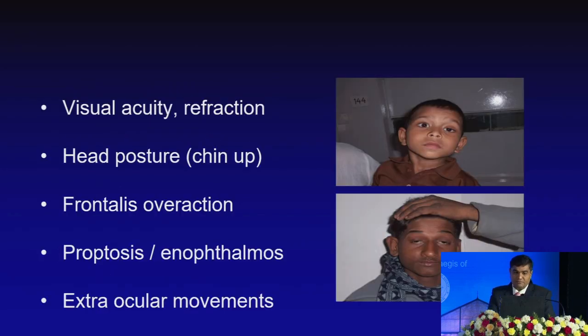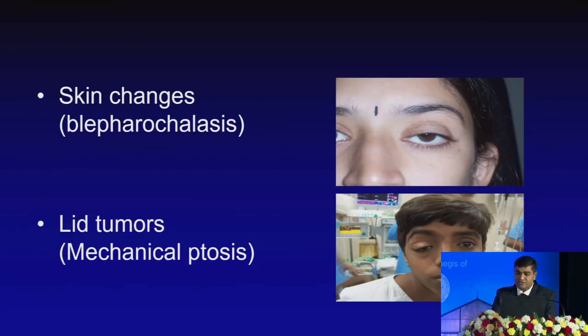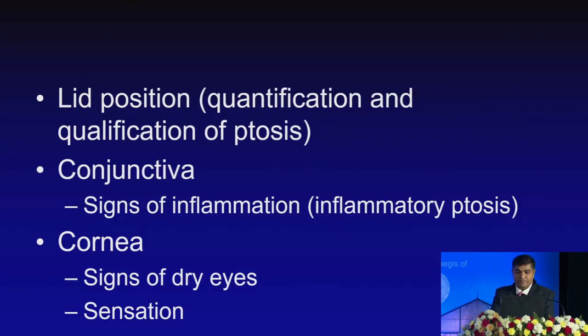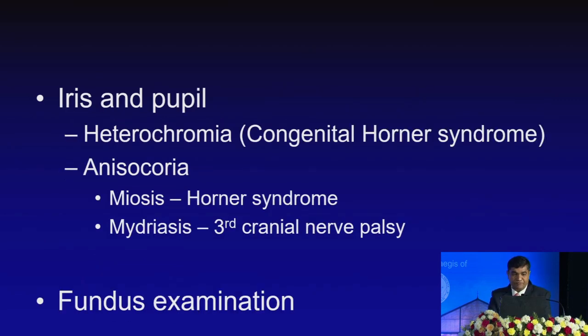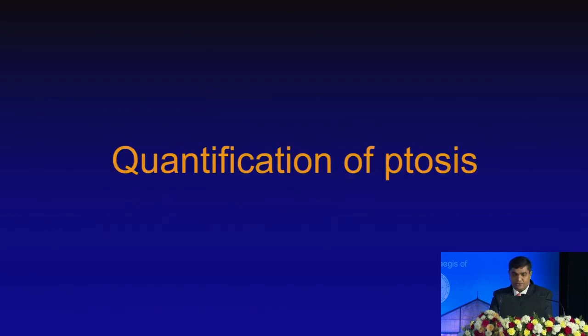On physical examination, mainly visual acuity, refraction, head posture, particularly you can see the chin up. Because of ptosis, a child or adult will try to have a chin-up position. Frontalis overaction, one can make it out. Proptosis or enophthalmos can present as pseudoptosis, extraocular movements. Skin changes, lid tumors, mechanical ptosis can be there. Lid position, quantification and qualification of ptosis. Conjunctiva for signs of any inflammation, mainly to rule out inflammatory causes of ptosis. Cornea for signs of any dry eyes and sensation. Iris and pupil for heterochromia and anisocoria. Fundus evaluation is important.